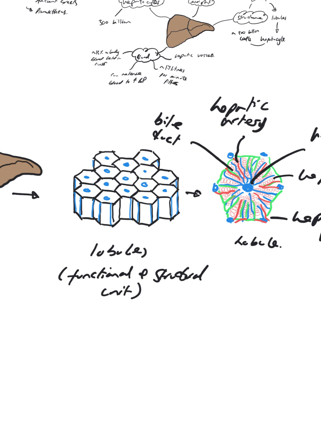And we then have your hepatic portal vein. Now that is carrying what would technically be referred to as deoxygenated blood, but actually does have a significant amount of oxygen still within it. This is coming from the intestines. So the importance of this particular vessel is that it's going to be bringing nutrients to the liver and to the lobules.